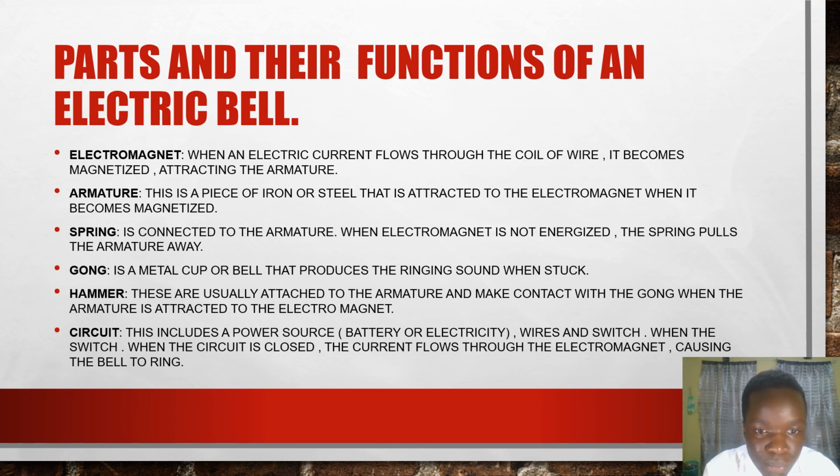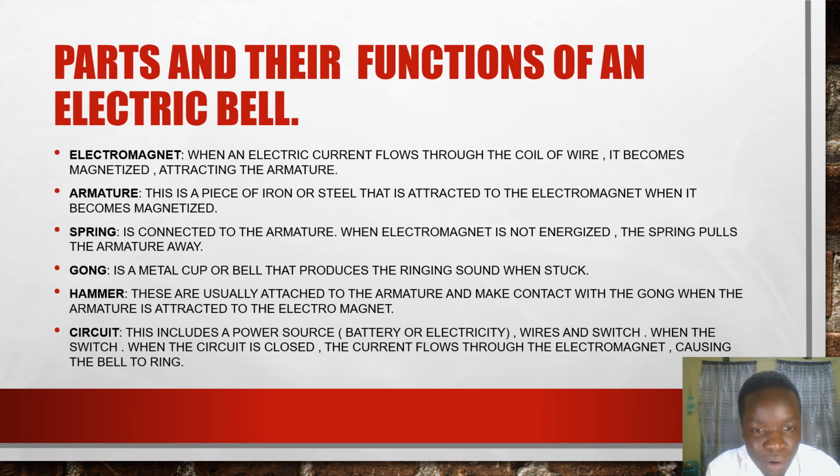The gong is a metal cap or bell that produces the ringing sound when struck. The hammer is the one that strikes the gong. The gong looks like a plate or a cup that, when hit, produces sound. That is the sound that the bell produces. The hammer is usually attached to the armature. When it meets the gong, sound is produced. So the hammer makes contact with the gong when the armature is attracted to the electromagnet.